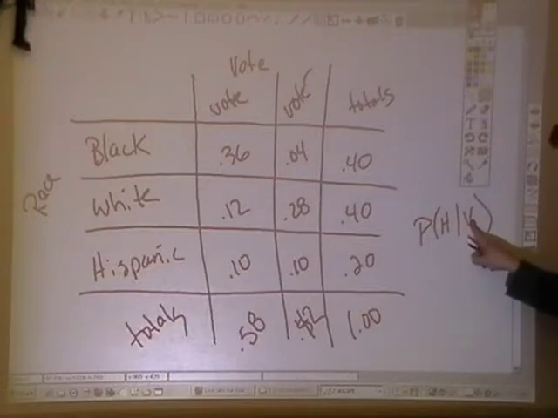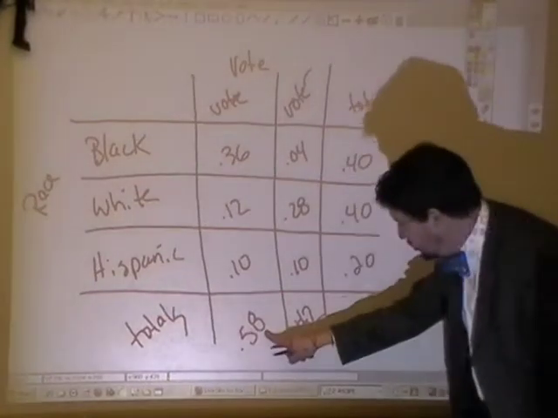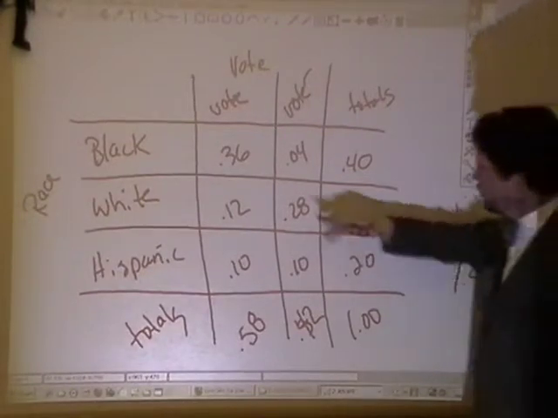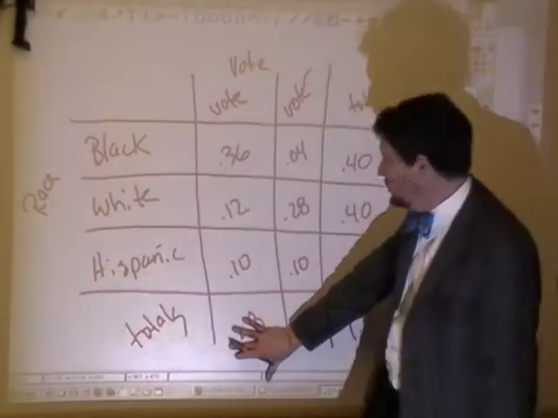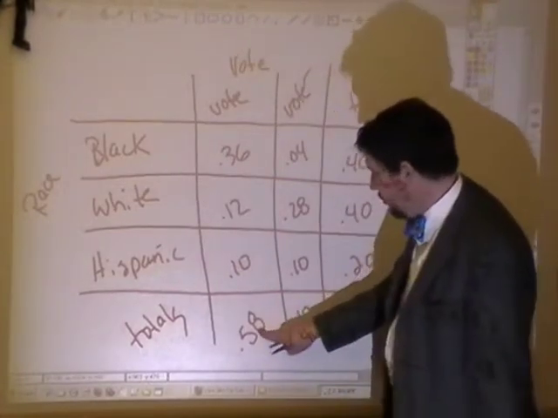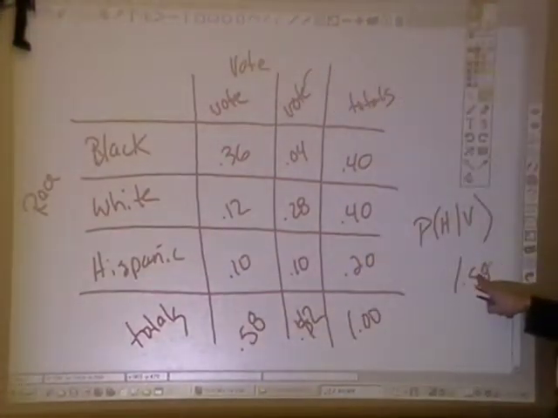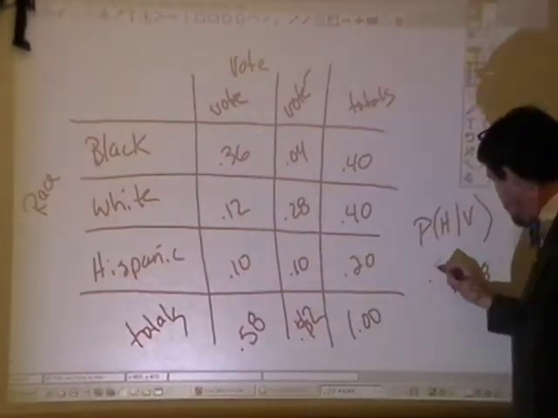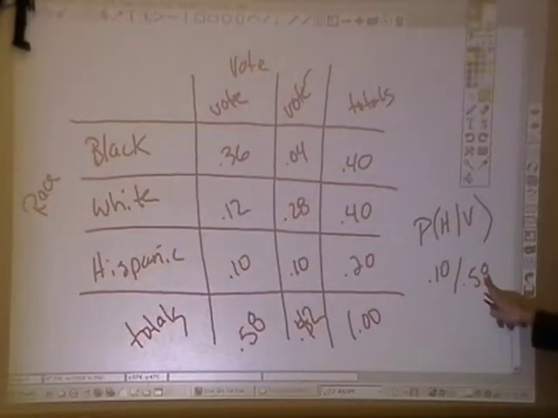My new population size is those that have voted, which is the total down here, which is 0.58, because as soon as I set this condition, I'm looking at this column. What's the total of that? 0.58. Of that 0.58, how many people are Hispanic? How many meet the criteria of Hispanic? 0.10. So 0.10 divided by 0.58.